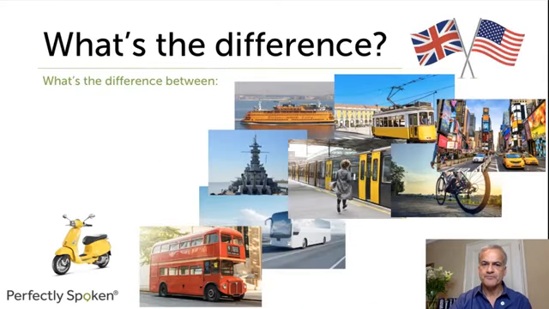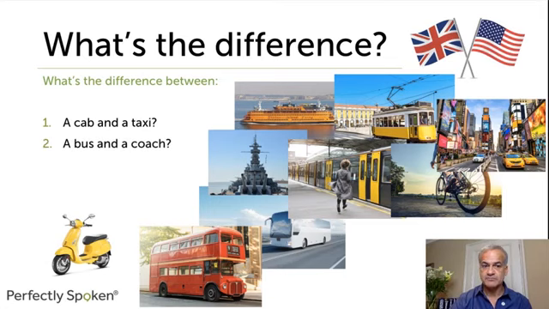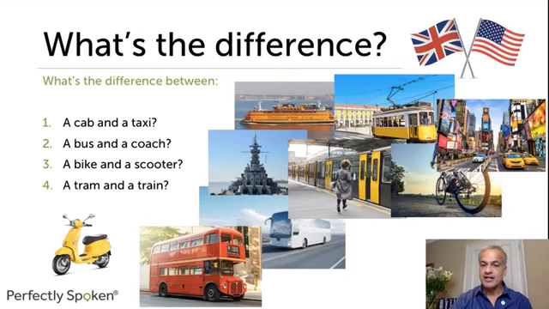Now, what's the difference? Number one, what's the difference between a cab and a taxi? Number two, a bus and a coach. Number three, a bike and a scooter. Number four, a tram and a train. And number five, a ferry and a ship. Let's have a look at the answers.